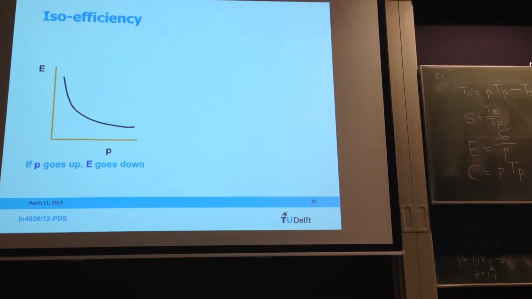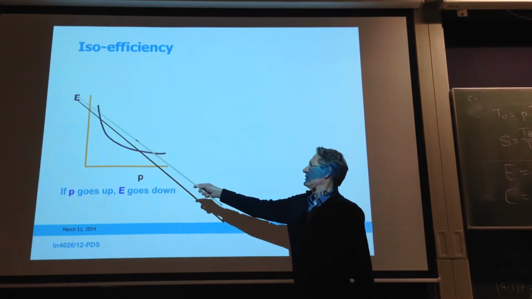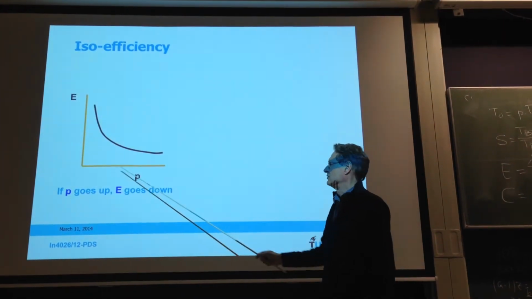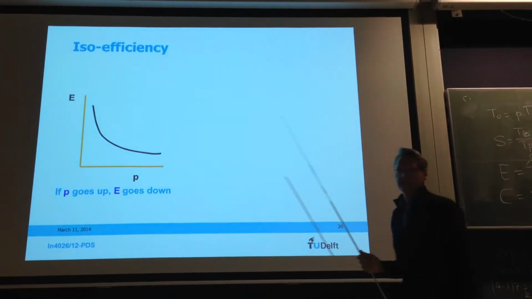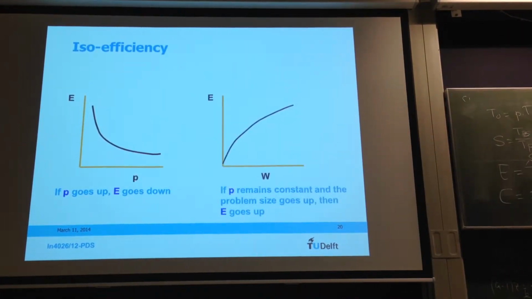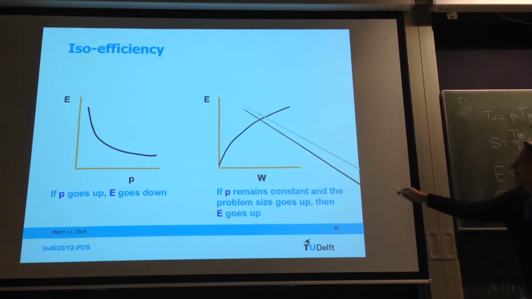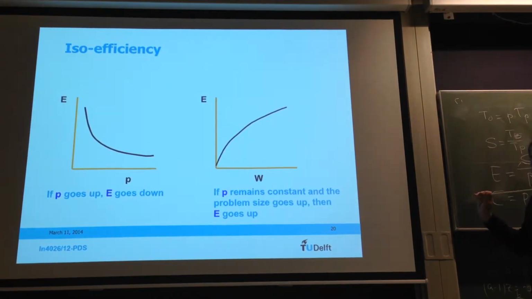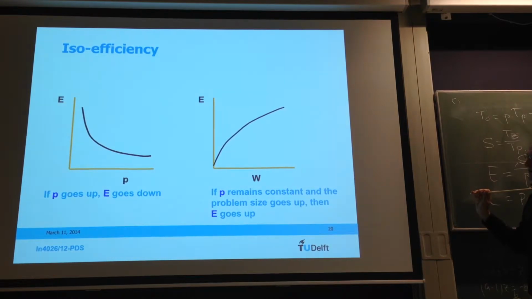In abstract terms, what you generally see is that if you plot the efficiency against the number of processors, then if you increase the number of processors, the efficiency goes down. Vice versa, if you plot the efficiency against the workload, yes?